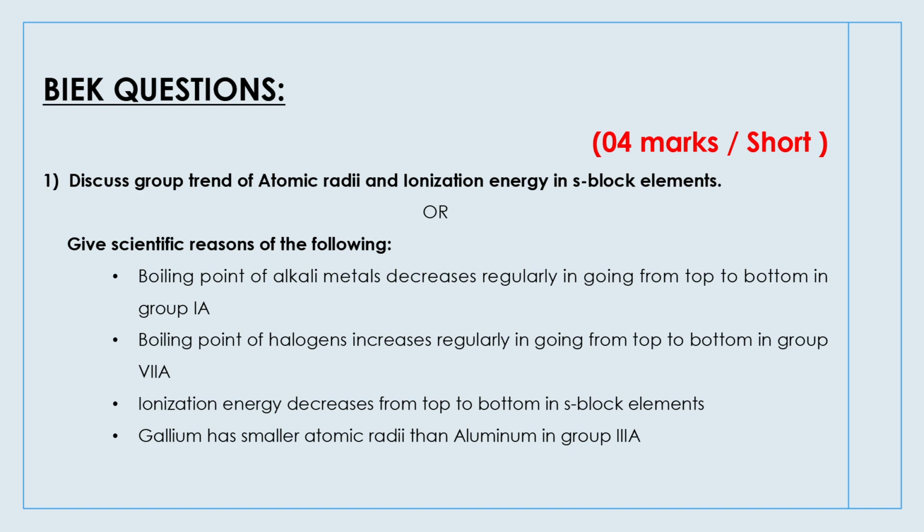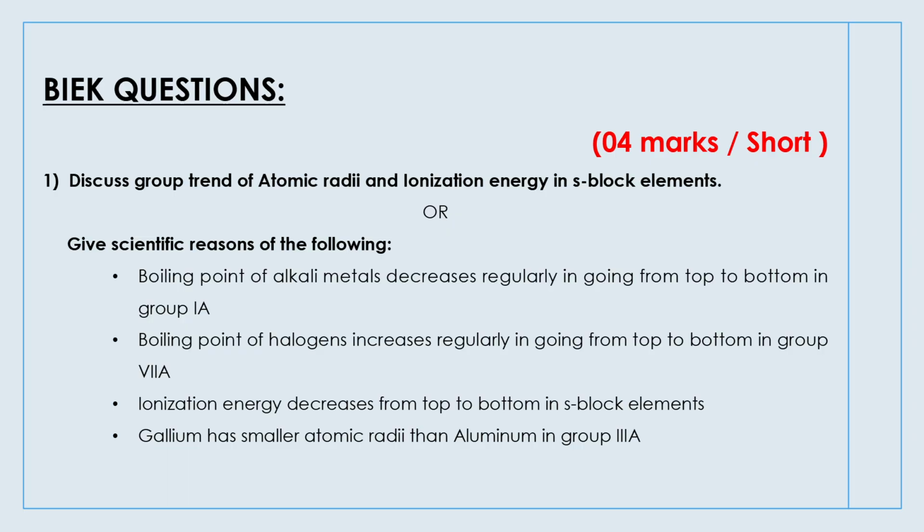Here in this question you can see that it says discuss the group trend of atomic radius and ionization energy in the S block elements, or you can attempt the scientific reasons. This is a 4 marks short question answer, which means 2 marks for atomic radius and 2 marks for ionization energy. Make sure that this is for the representative elements, that is for the S block and P block.